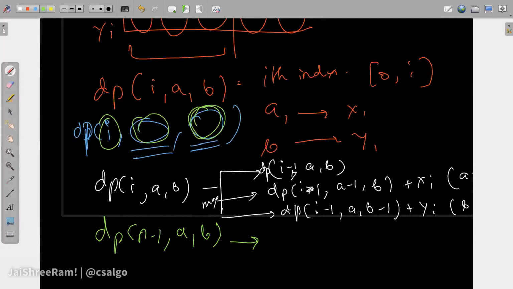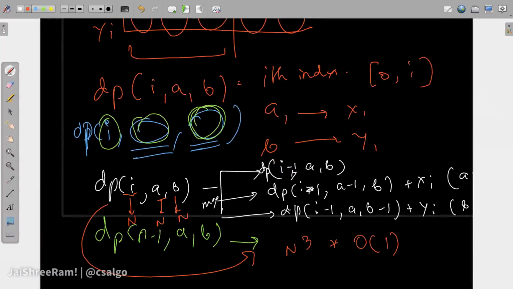Now let's talk about the time complexity of this. I think most of you have already suggested what the time complexity should be, and it's straightforward as well, because we have had a lot of such discussion till now. So in general, a can be up to n itself, b can be up to n itself, i can be up to n, of course. So this can have n cube states, and for every state you have order 1 transitions, right?